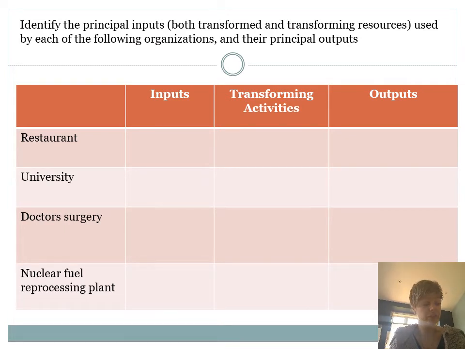For a university, it's a little bit different. The transformed resources include students and knowledge. So that would be the output. The output is students who are knowledgeable. So what is the input into this, and what are the transforming activities? Some of the resources used are the lecturers, the tutors, the support staff, the teaching staff, and then things like classrooms and books and instructional materials. So fill in this chart and do that on your handout, please.